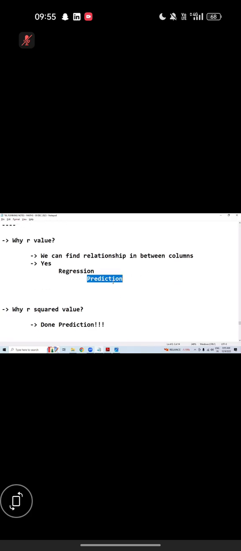Listen carefully. R squared is a continuation from the previous word actually. What is the previous word? Prediction. You are done with prediction. It's the right time you need to evaluate the prediction. What do you mean by evaluate? I did the prediction. Is it right or wrong? We need to validate. Is it right or wrong?